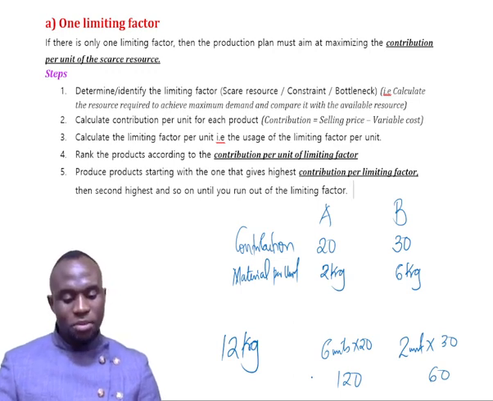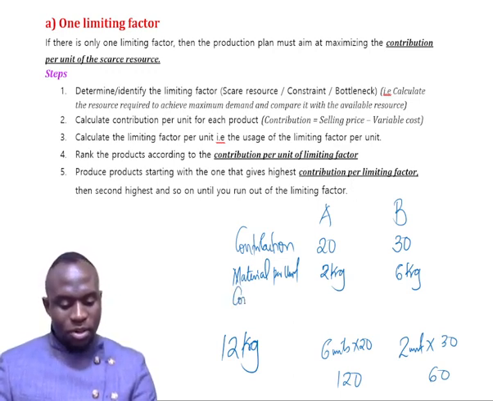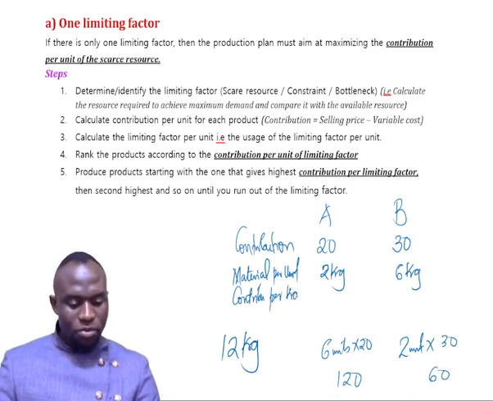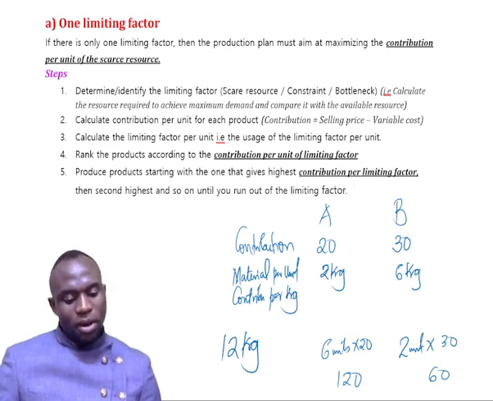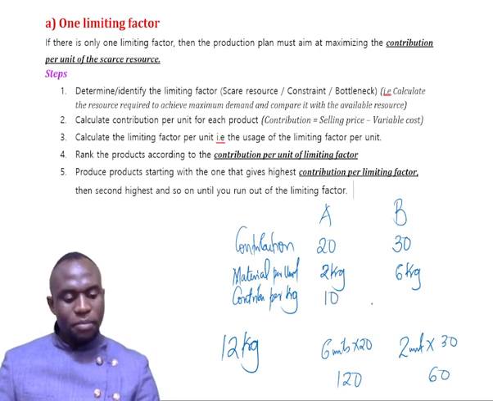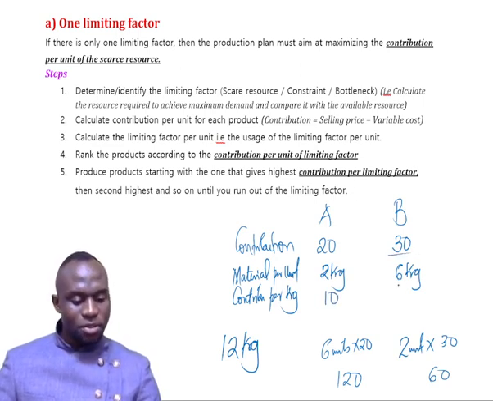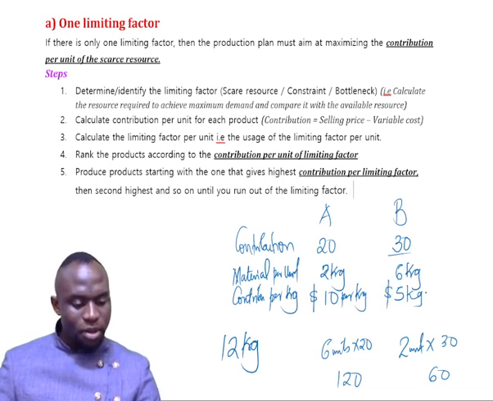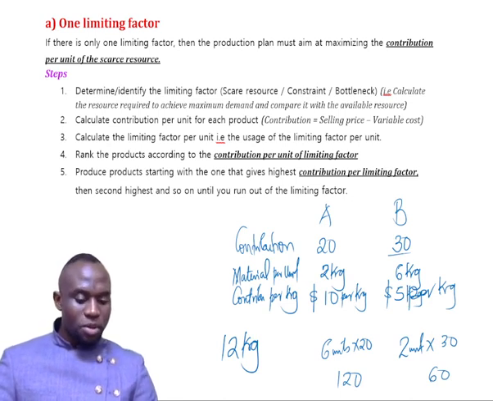Then the second explanation is this: you calculate contribution per kilogram. So what is the contribution per kilogram? Divide 20 by 2, you get 10, and 30 divided by 6, you get 5. So this is $10 per kilogram, and this is $5 per kilogram. So you see the logic behind it.